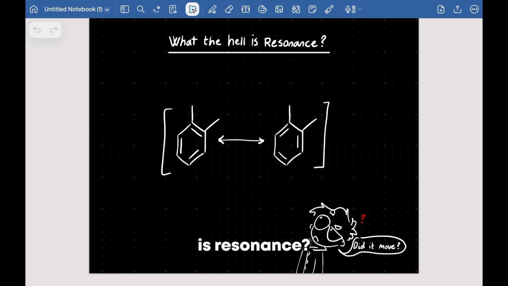So what the hell is resonance? In our bond line drawing video, we learned that it's the best way to draw molecules. They're fast, they're clean, but plot twist, bond line structures are good, not perfect. In fact, no drawing method can fully describe a molecule using just one picture. And this is where the problem begins. Resonance is our solution to the problem.